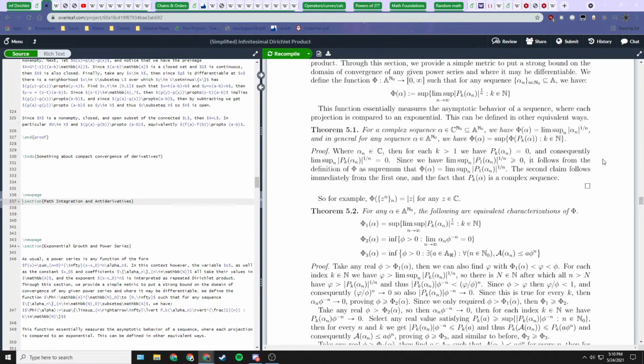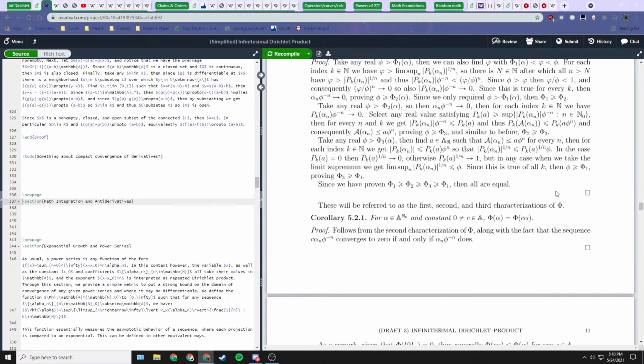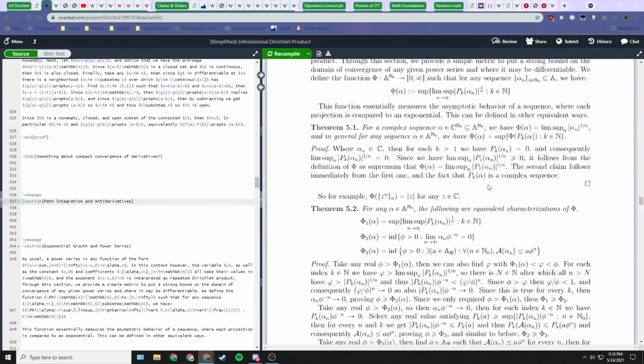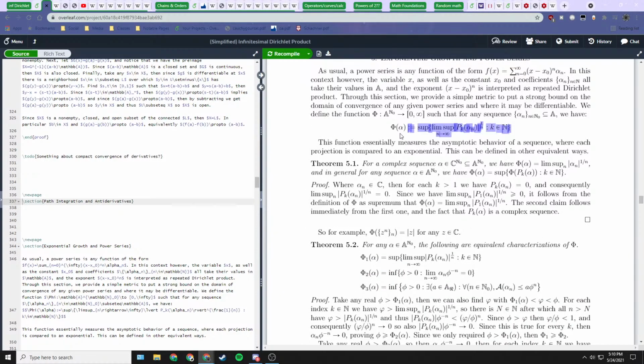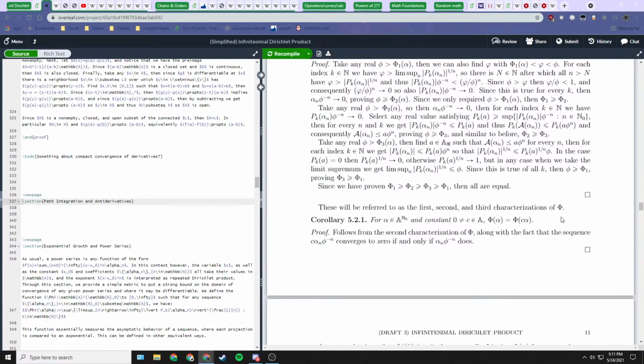We had found out that measuring exponential growth using this function here, defined here, which is sort of like a root test on each projection, if we measure exponential growth like that, it has lots of different nice characterizations like these, and all the standard proofs that you would expect.